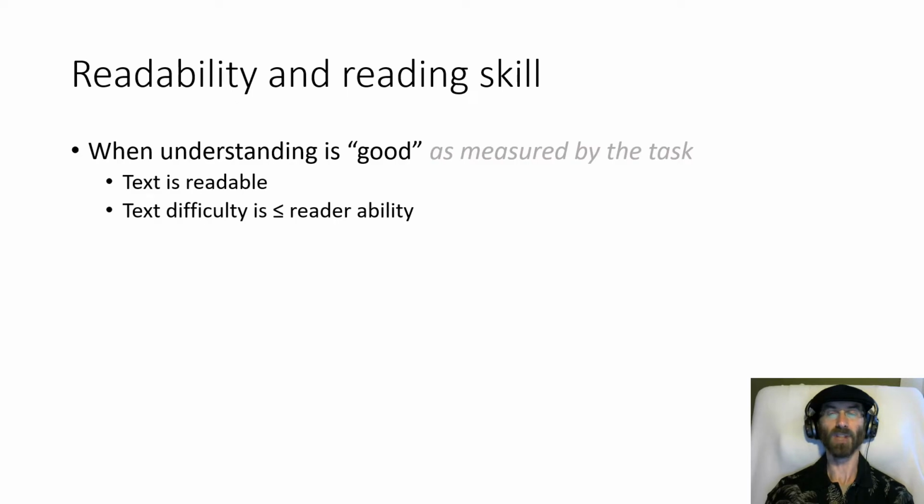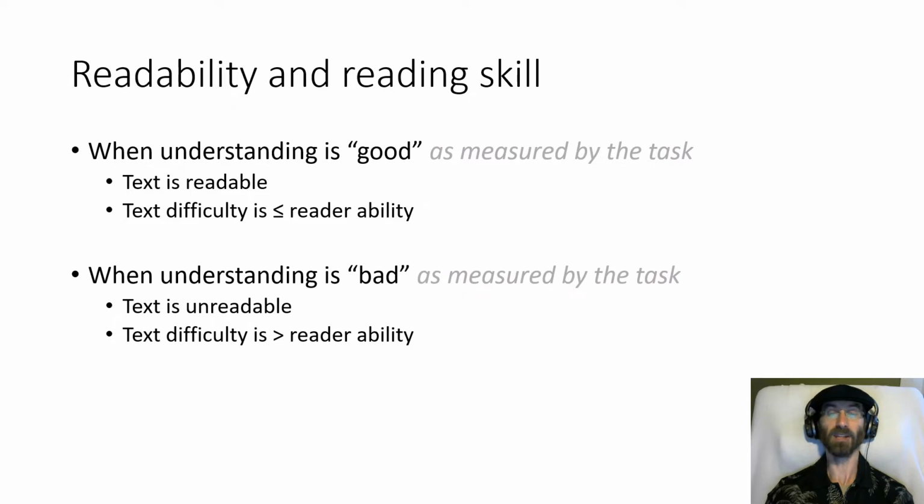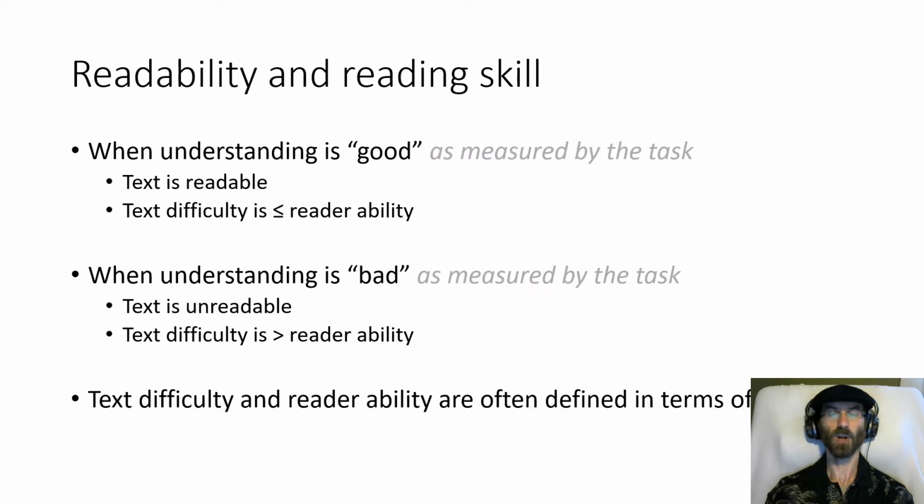So when the understanding is good, as measured by the task, we say that the text is readable, or the text difficulty is less than the reader ability. When the understanding is bad, we say the text is unreadable, or the text difficulty is greater than the reading ability. So text difficulty and reader ability are often defined in terms of each other.